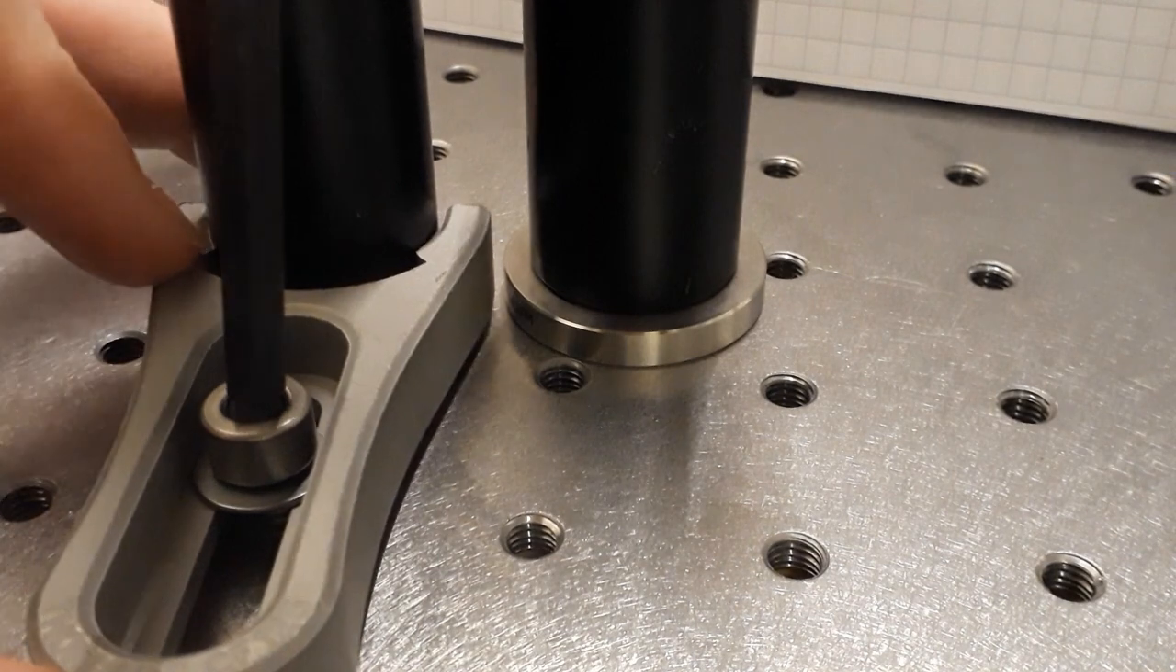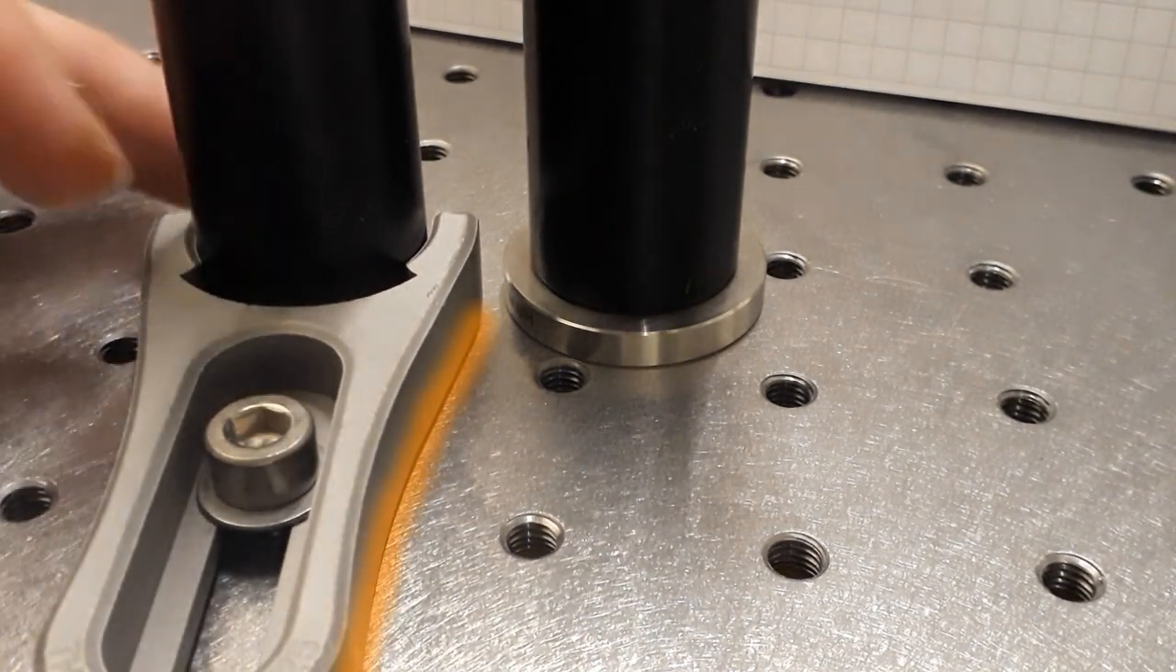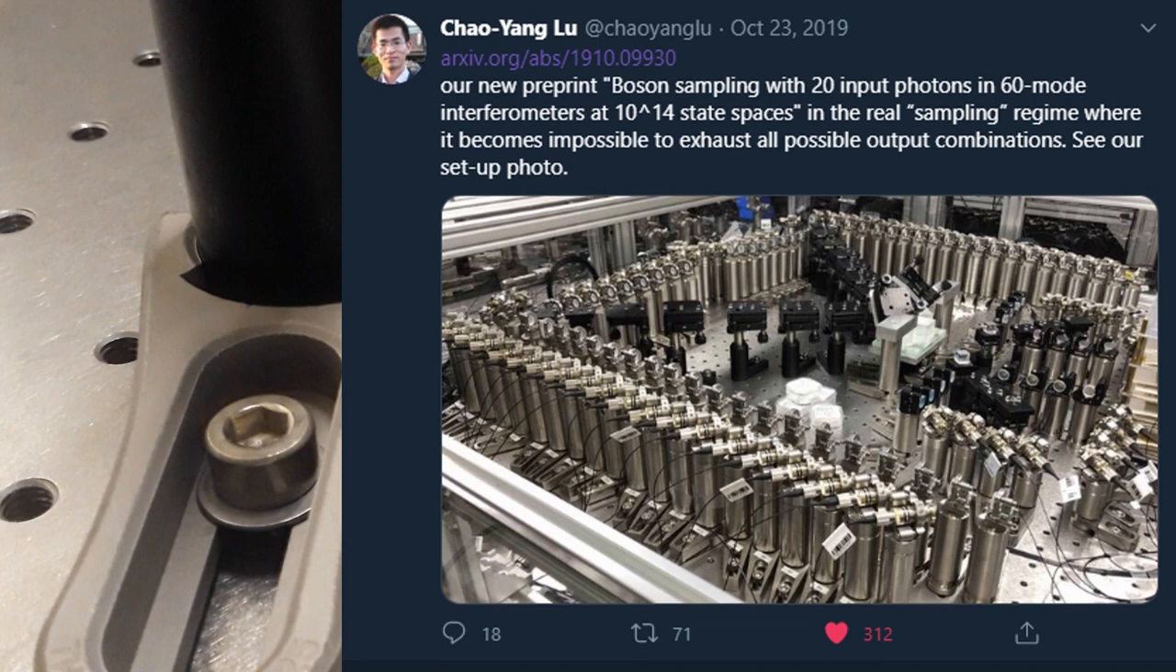Fourth, the clamp has to be level with the table and the base. Like this. And fifth, planning is key. Make sure to account for clamp space in your setup.